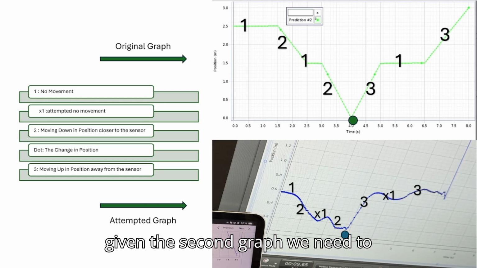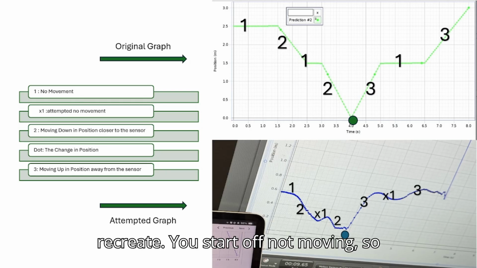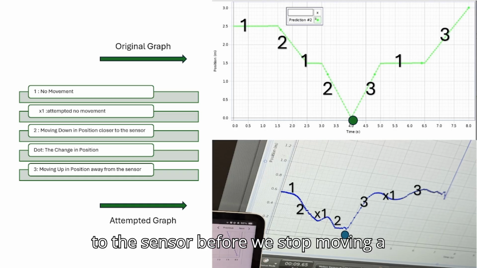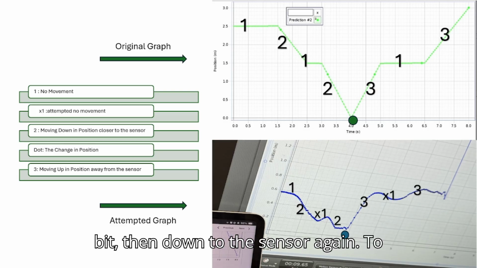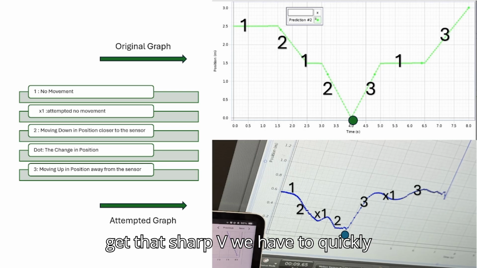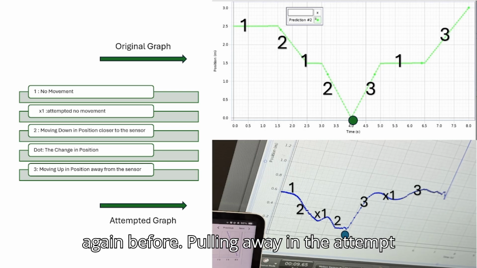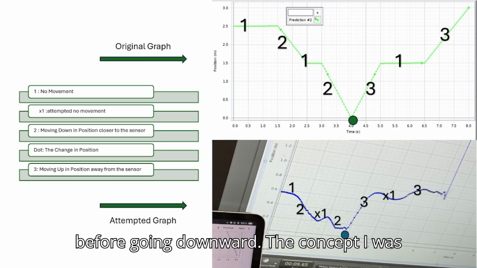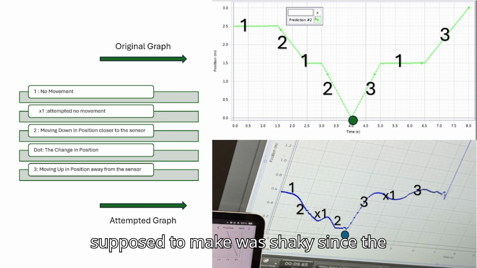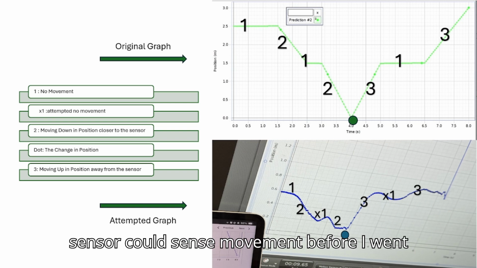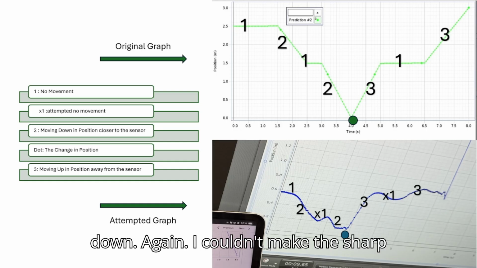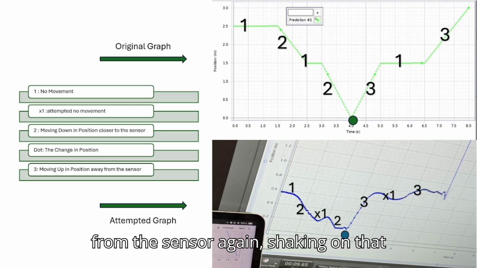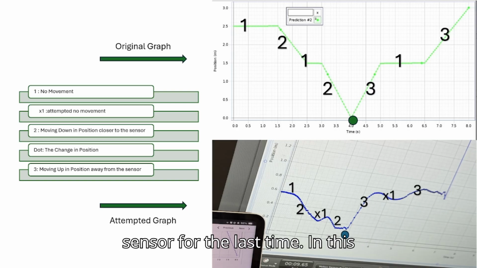We are given the second graph we need to recreate. You start off not moving, so at a constant, then moving down closer to the sensor before we stop moving a bit, then down to the sensor again. To get that sharp V, we have to quickly go away from the sensor, then constant again before pulling away. In the attempt example, you can see that I don't move before going downward. The constant I was supposed to make was shaky since the sensor could sense movement before I went down again. I couldn't make the sharp V since I went right back up away from the sensor. Again, shaky on that constant before moving away from the sensor for the last time.